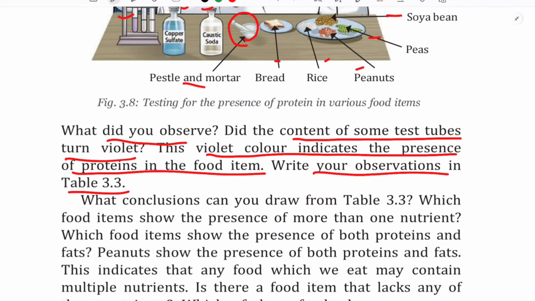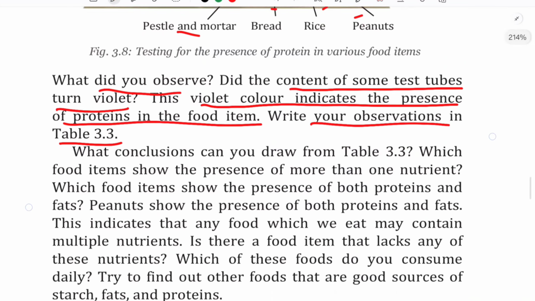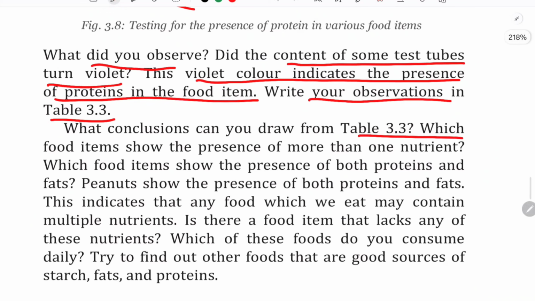So in this way you can conduct tests for various food items to see whether there is the presence of starch, protein or fats. And yes, it is always possible that a food item will contain protein as well as starch as well as fats. Okay, we will come to know when we complete this table which is given here. So what conclusion can you draw from table 3.3? Which food items show the presence of more than one nutrient? There are certain food items which will show more than one nutrient, okay? And which food items show the presence of both protein and fats? So we are going to find this out after doing the test.